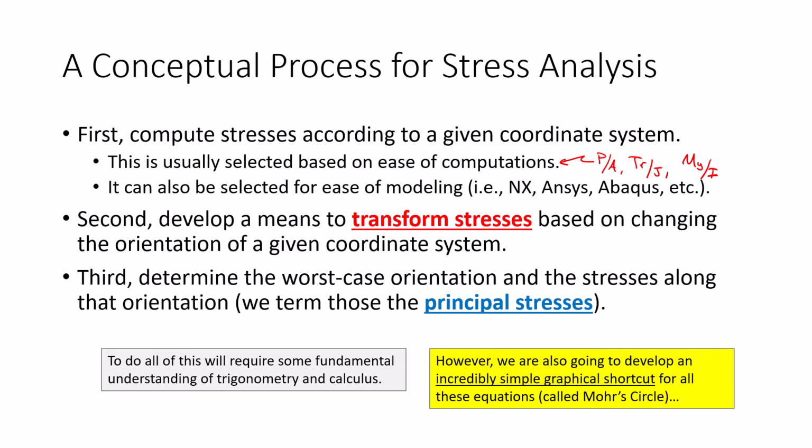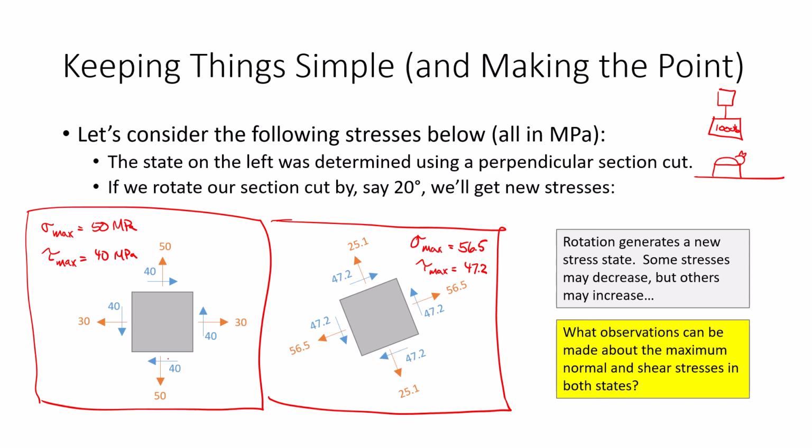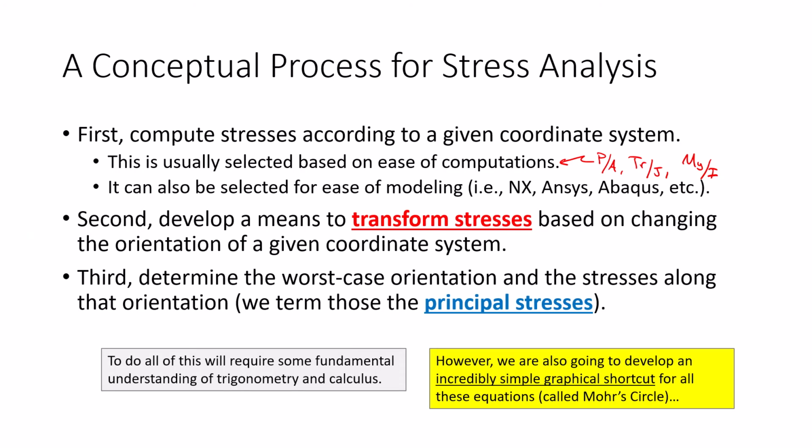Another option is we model it in some software like NX or ANSYS or Abaqus or FEMAP or what have you. Okay? So once we have a stress state, we need to develop a means of transforming that stress state, going from this to this. And it's all about changing orientation, changing angles. And so once we understand that, I think we know where this is going. The third is, what's the worst case orientation? What's the worst case stresses that we would see? And we have a term for those. We call those the principal stresses.